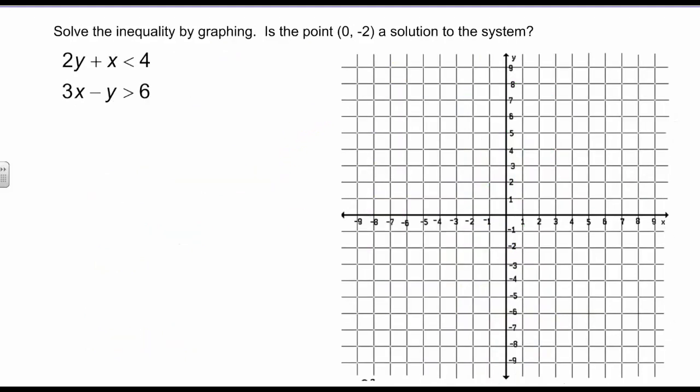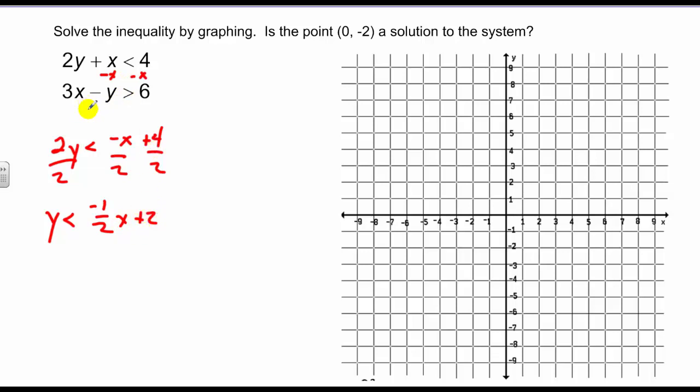Let's go ahead and do another. Now, in this case, neither one of my equations is in slope-intercept form, so I'm going to go ahead and do that. I'll subtract x from both sides of the top equation, giving me 2y is less than negative x plus 4. Divide both sides by 2. And get y is less than negative 1/2 x plus 2.